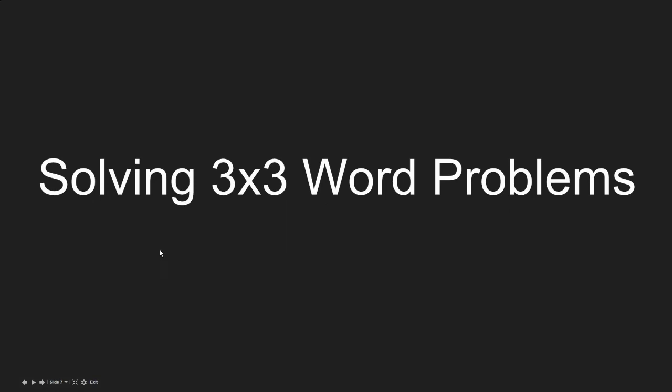Solving 3x3 word problems. A box of wood contains wood cut into triangular, square, and pentagonal shapes. There are 80 pieces of wood in the box, and the pieces have a total of 290 sides. If there are 10 more triangular pieces than square pieces, find the number of pieces of wood of each shape in the box. Okay, so you want to find your x, y, and z, and we'll just use triangles for x, squares for y, and pentagons for z.